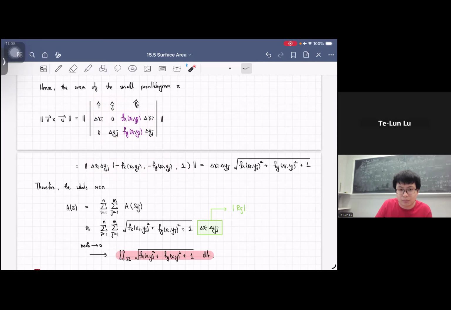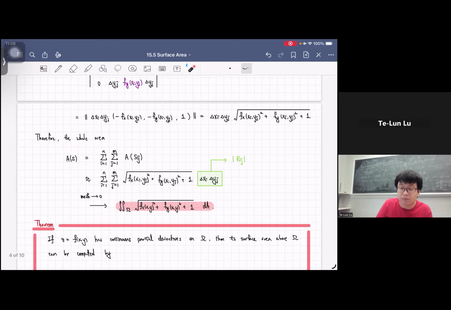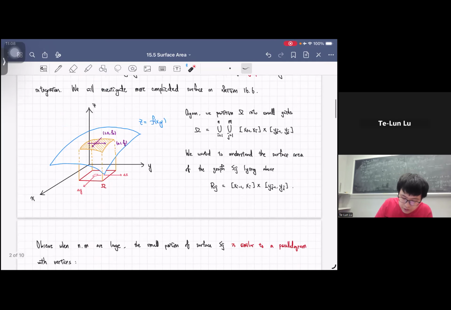Doing Pythagoras theorem, you will get the square root of fx squared plus fy squared plus 1, times delta xi delta yj. So we know that the whole surface area looks like the summation over all grid of the area delta Sij. This is the area of that small surface piece. And we had computed above that this thing looks locally like a parallelogram, and that parallelogram can be given by this formula, which is here and here. And let us note that this delta xi delta yj is simply the local area here, right?